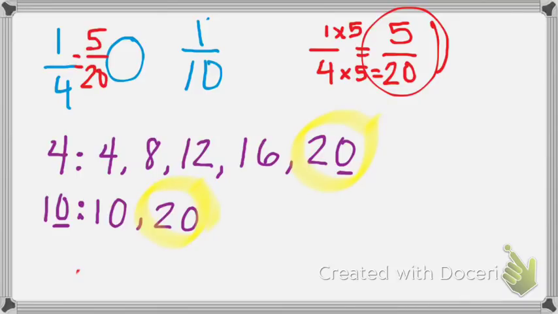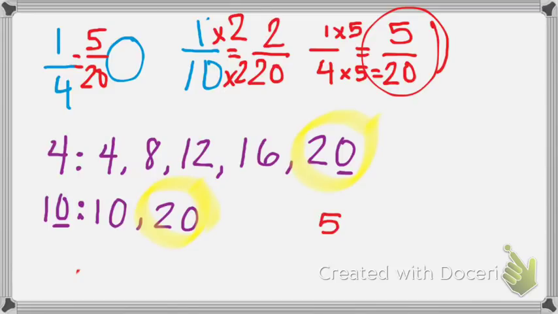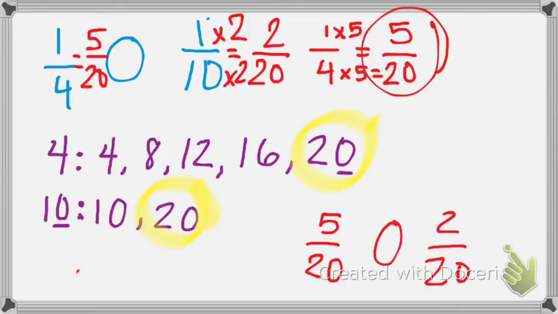Now again, my denominators have to be the same to be able to compare them. So I have to change 1/10 to something over 20. So what times 10 equals 20? 2. So whatever I do to the bottom, I have to do to the top. 1 times 2 equals 2. So I look at 5/20 blank 2/20. Now, if the denominators are the same, like they are here, all I have to do is compare the top two numbers. Well, a 5 is bigger than a 2, so I automatically know that 5/20 is greater than 2/20.